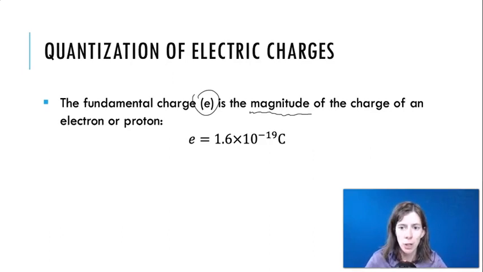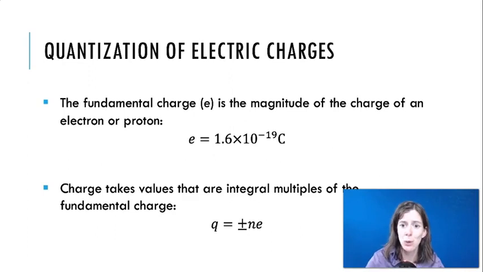So if you want to write down the charge of a proton, let's say Q of p, then that would be e. But if you wanted to write the charge of an electron, let's say Q of e minus, then the charge of the electron would be negative e, because e itself is a positive number.